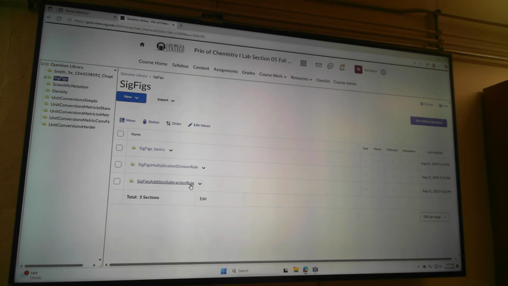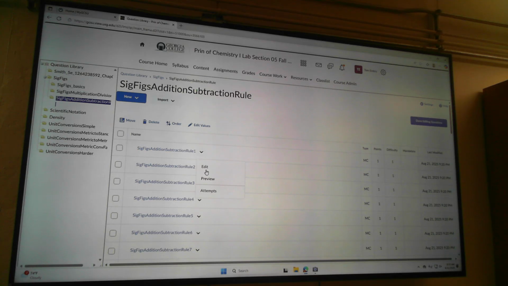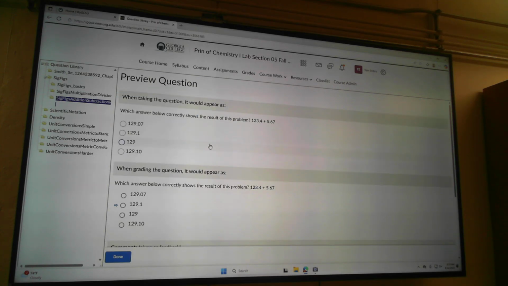Addition, subtraction. Okay, and just as a reminder, we're looking at what's after the decimal for the addition, subtraction rule. We've got 1 digit after the decimal here, 2 here. That means I need an answer that has 2 after the decimal. Both of these have 2 after the decimal, so I'm going to have to do the math.